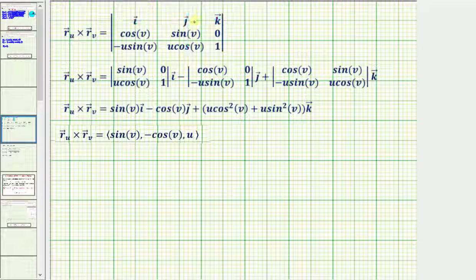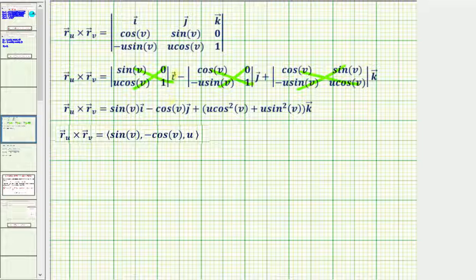And then finally for the last 2 by 2 determinant, we eliminate the row 1 column of the k vector, so we eliminate row 1, column 3, leaving us with these 4 elements. And now we evaluate each 2 by 2 determinant by determining this product minus this product.